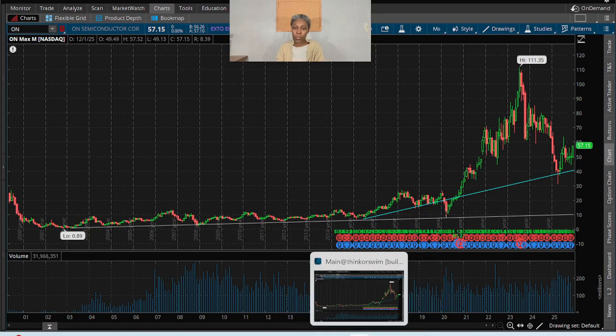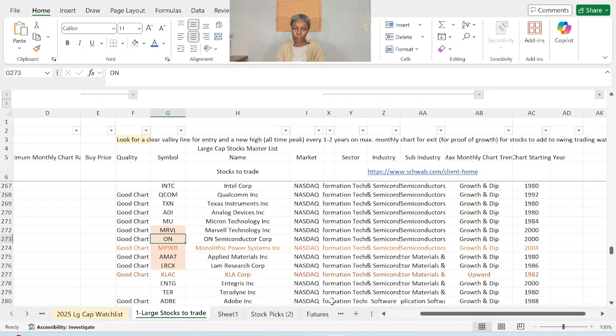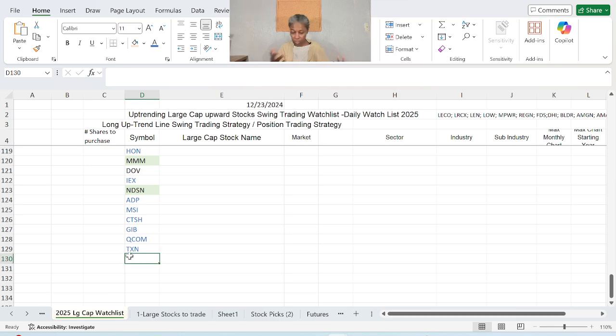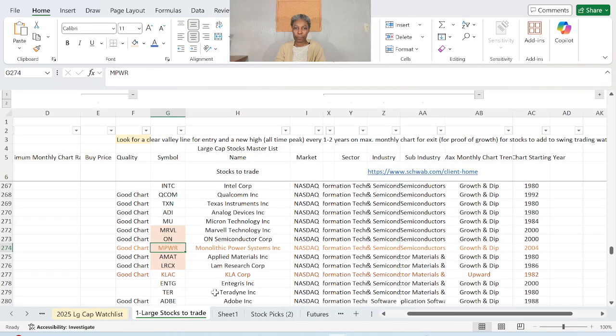So yes for this one. The next one we are going to, because this one is so close to the valley line, we can buy some now. I'm going to add it here and put it there like that. So the next one is MPWR.